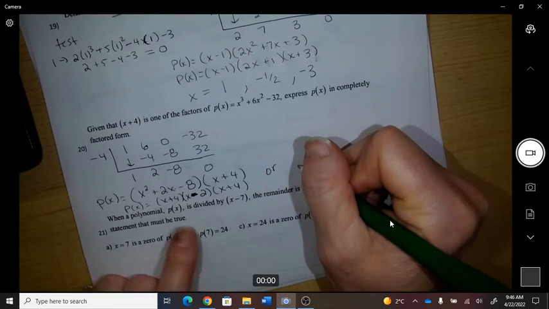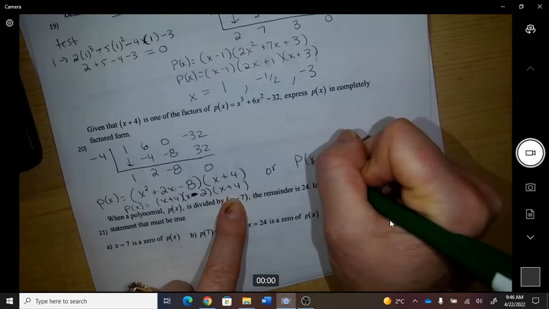Or you could have done the x plus 4 squared because you have a repeat.